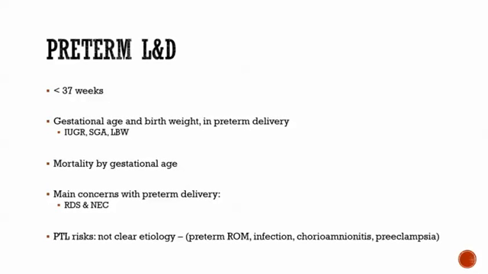Okay, so if you're before 37 weeks and you have this, then there's two main things that you think about. So one is gestational age, and the other is birth weight. So they're going to have the biggest impacts on the outcome.